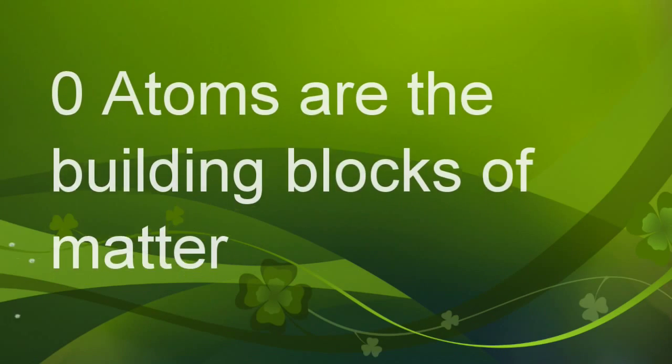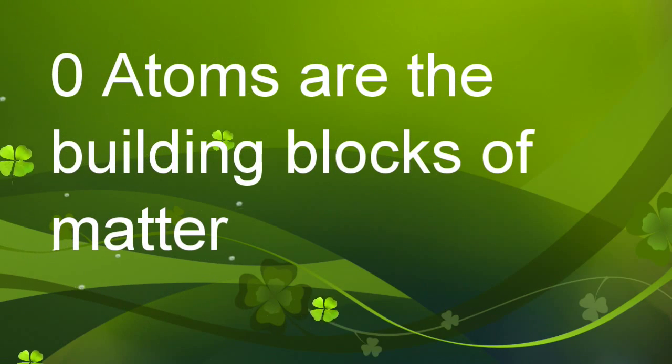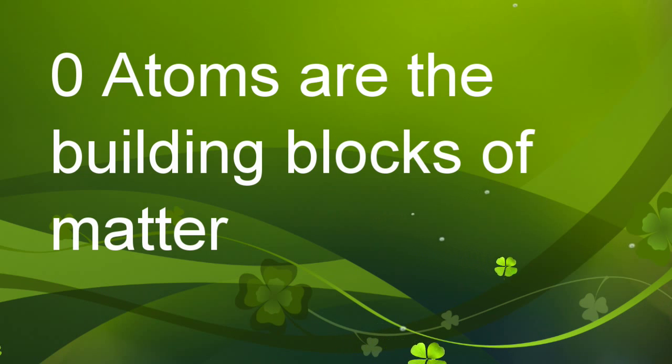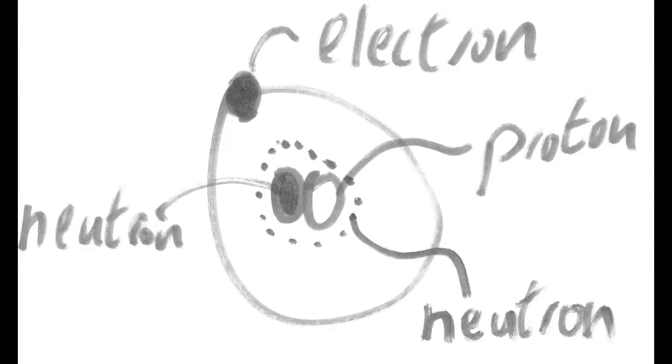Atoms are the building blocks of matter. Atoms are made up of three particles called protons, neutrons and electrons. Electrons and protons determine the chemistry of the atom. The neutrons and the protons determine the stability of the atom.